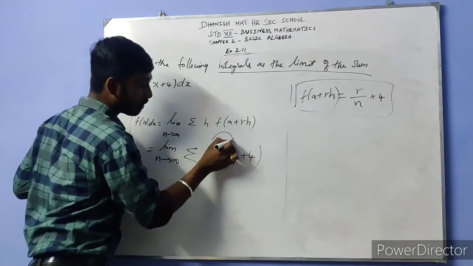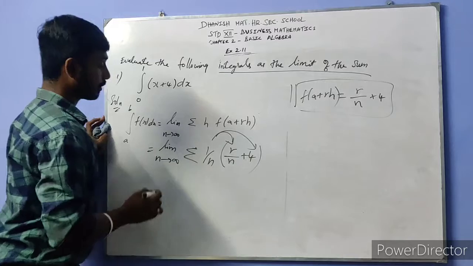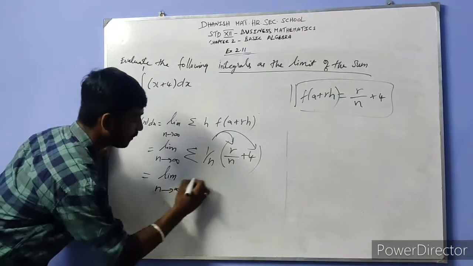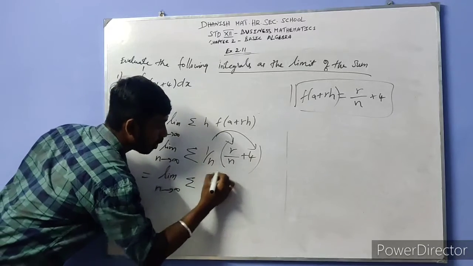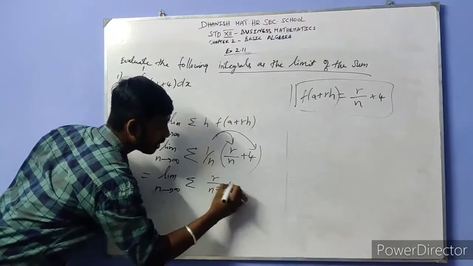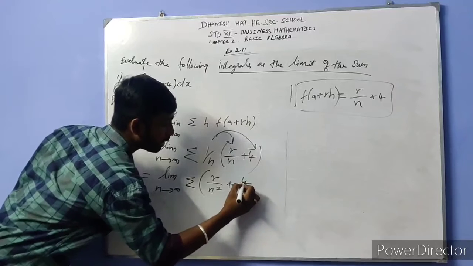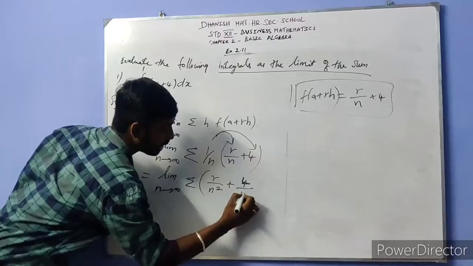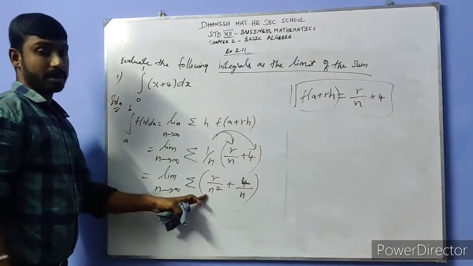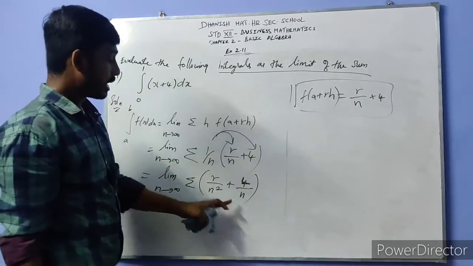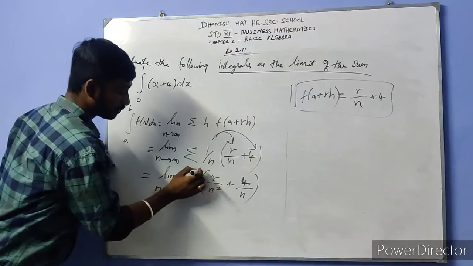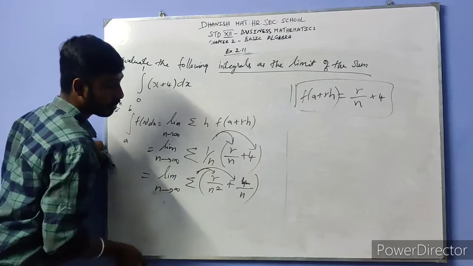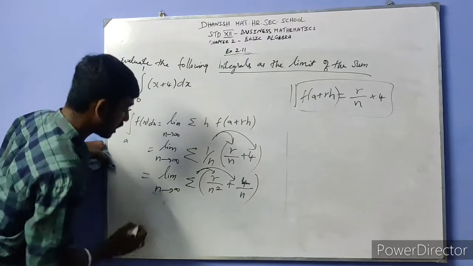Now we are going to multiply this 1 by n into the equation. So let's listen here. Limit n tends to infinity summation. So then r divided by n square plus 4 divided by n. If you are multiplying this 1 by n into these terms, you get r divided by n square plus 4 divided by n here. Now we are going to multiply this summation into these equations.